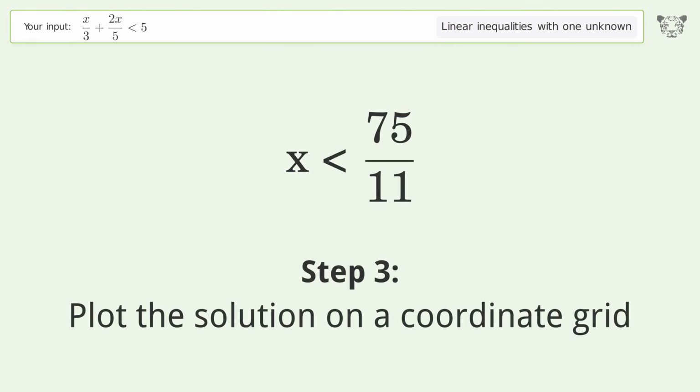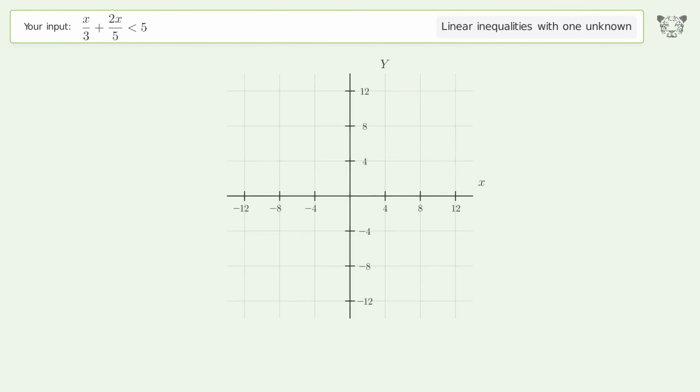Plot the solution on a coordinate grid. And so the final result is x smaller than 75 over 11 smaller than 69 over 11.